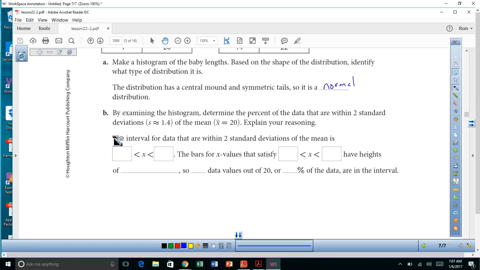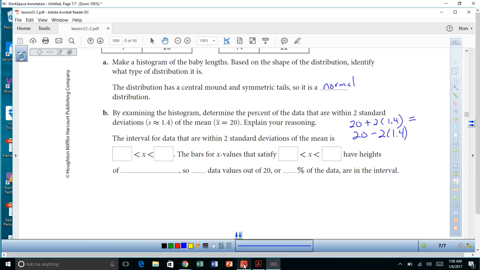By examining the histogram, determine the percent of the data that are within two standard deviations. S is approximately 1.4 and the mean is 20. Explain your reasoning. Okay, so let's see here. Standard deviation is 1.4, the mean is 20. So we're going to have 20 plus 2 times 1.4 and 20 minus 2 times 1.4.